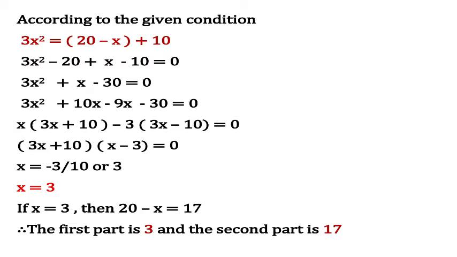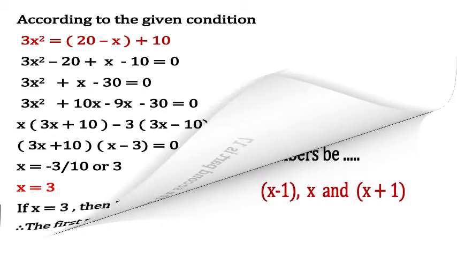So according to the given condition, 3x², that is 3 times the square of one part, is equal to the other part plus 10, that is 20 minus x plus 10. Find the quadratic equation and simplify, then the value of x will be equal to 3. The first part is 3, then the second part will be 20 minus x, that is 17.